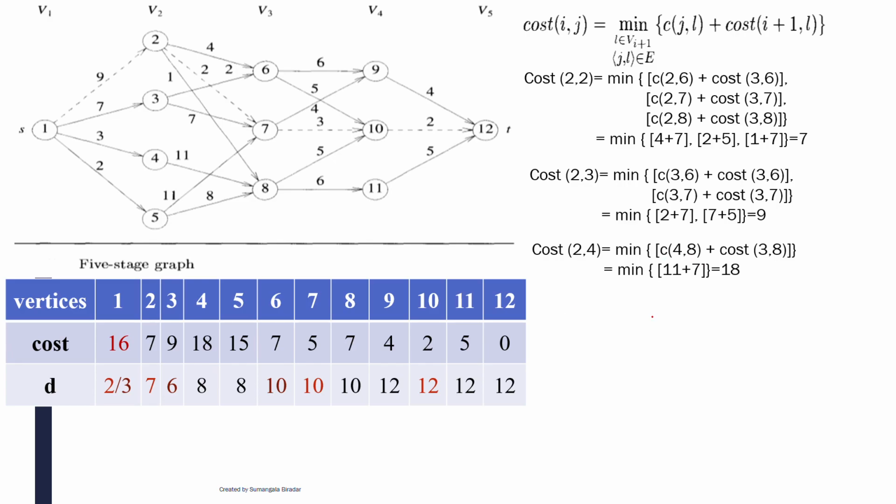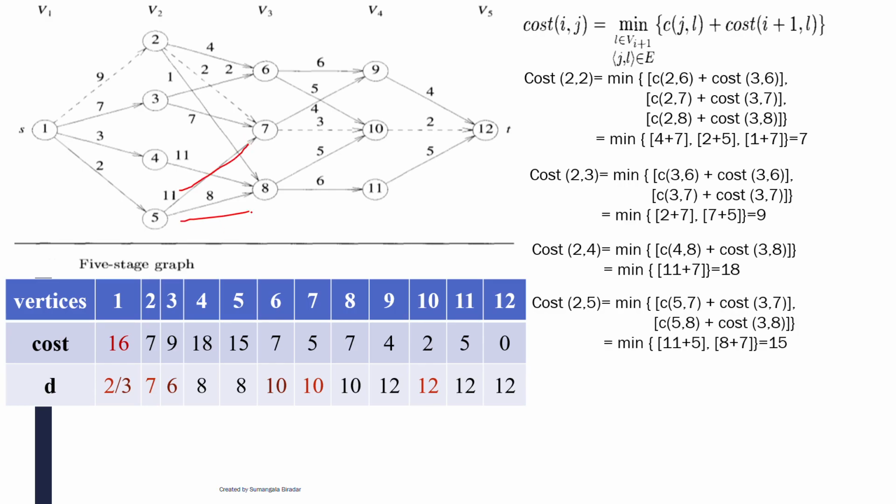Okay, next is for 2 to 5. For 2 to 5, 2 adjacent vertices are there: 5 to 7 and 5 to 8. They have the costs 11 and 8 here. Now in the table the cost for 7 is 5, and for 8 the cost is 7. If I calculate for this one I get 16, and this one is 17. Among these two, which one is minimum? This one is minimum. And which cost is it now? For 5, 15 is minimum, and which vertex is it?